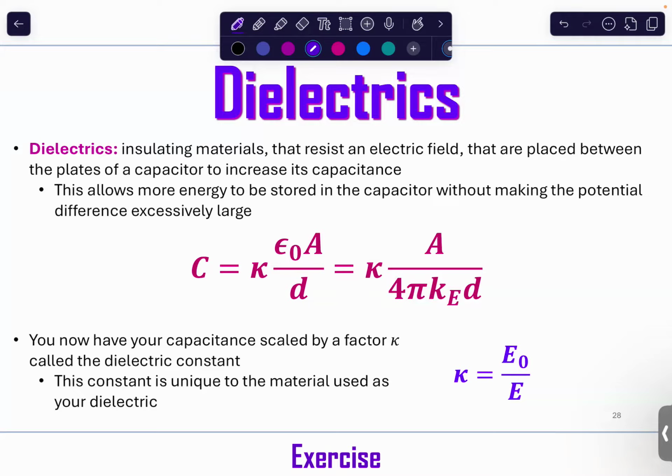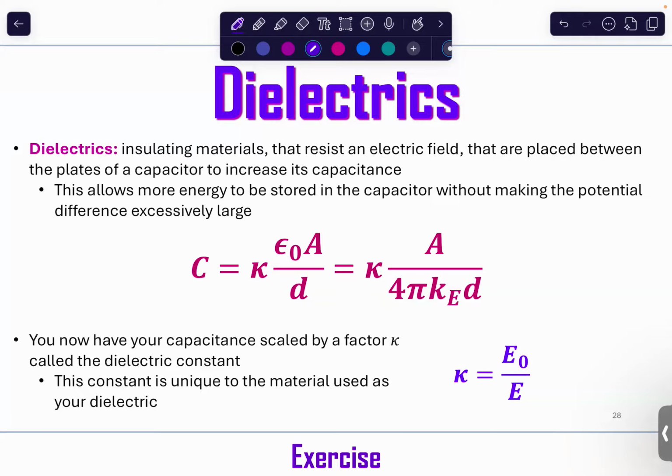Okay. So what you're seeing, the only difference to what we've been doing is the capacitor that we just looked at had no dielectric material. So your capacitance was epsilon 0 A over D. Now it's kappa epsilon 0 A over D. So the kappa is your dielectric constant. Lowercase.